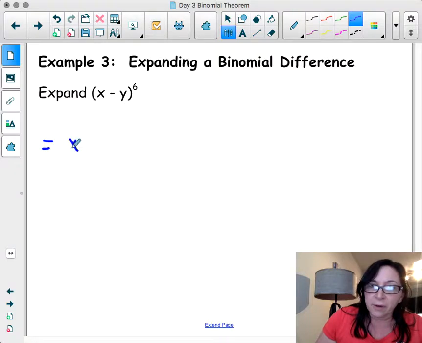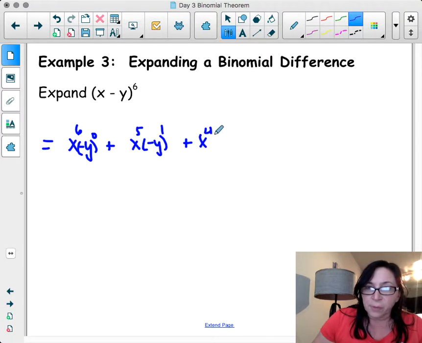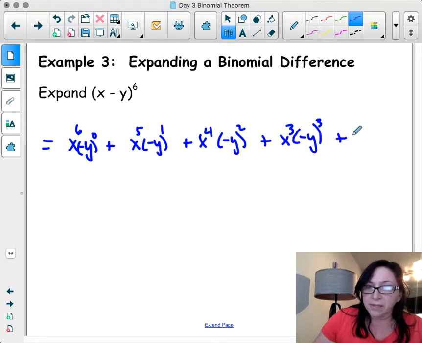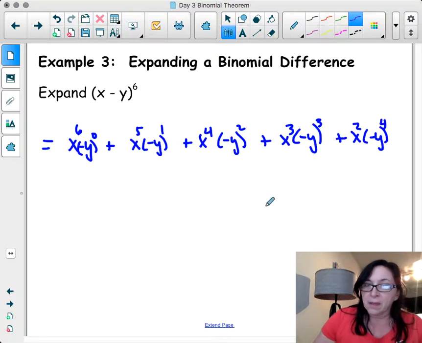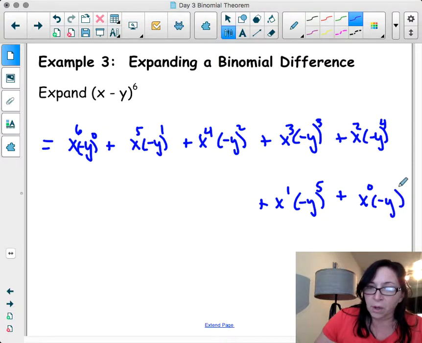So for this one, you start off and go x to the 6th, negative y to the 0, plus x to the 5th, negative y to the 1, plus x to the 4th times negative y to the 2nd, plus x to the 3rd times negative y to the 3rd, plus x to the 2nd, negative y to the 4th, plus x to the 1, negative y to the 5th, plus x to the 0, negative y to the 6th.